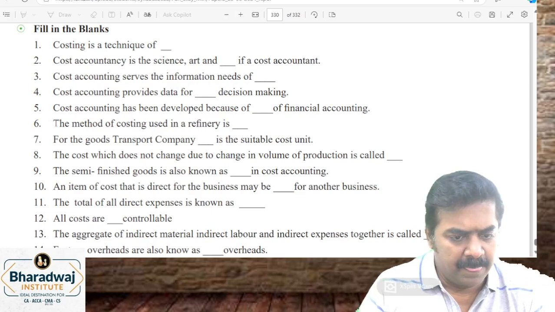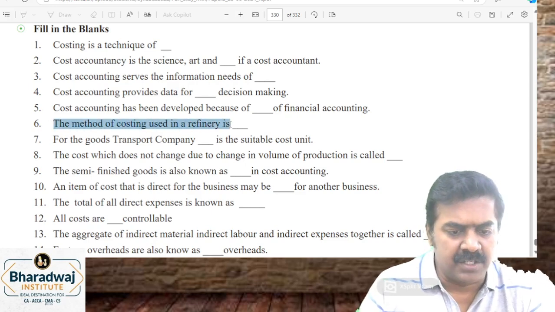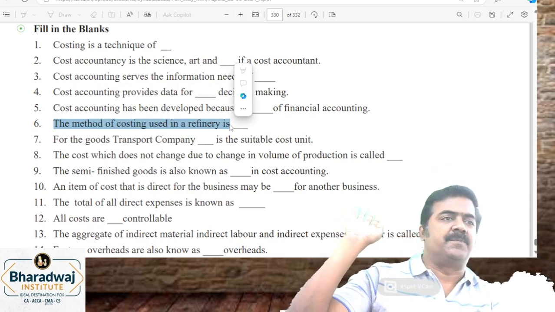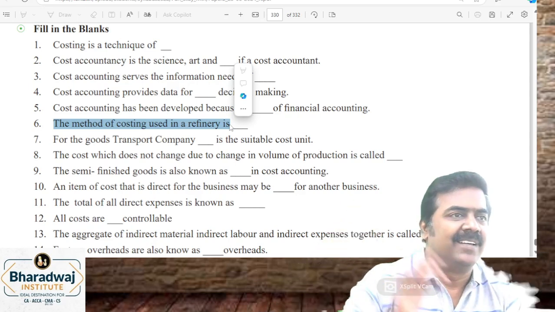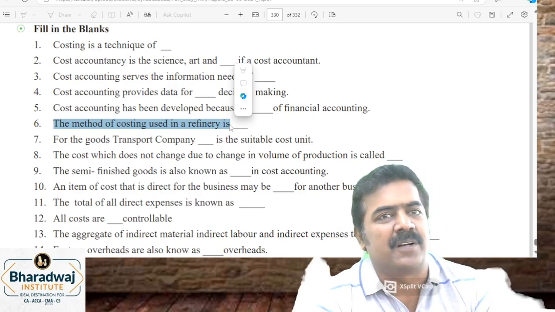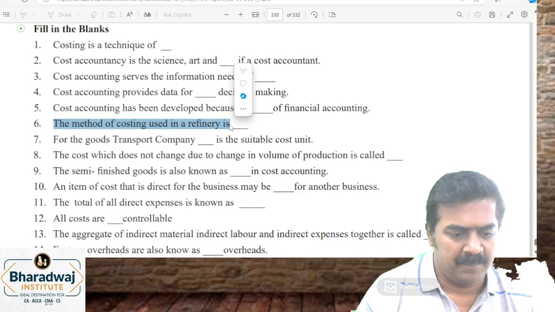Next. Method of costing used in a refinery. A petroleum refinery. You could have seen the BPCL and HPCL refineries in North Madras. What is it? Process costing. Which costing does the petroleum industry use? Process costing.